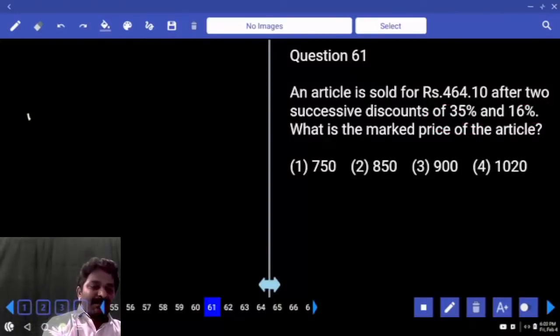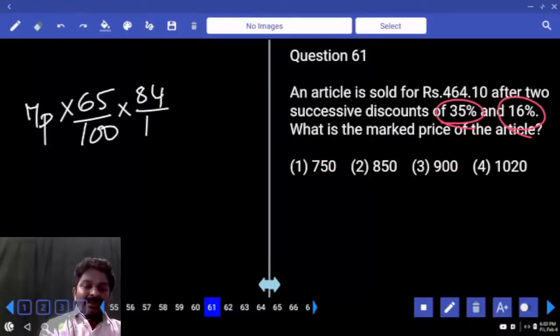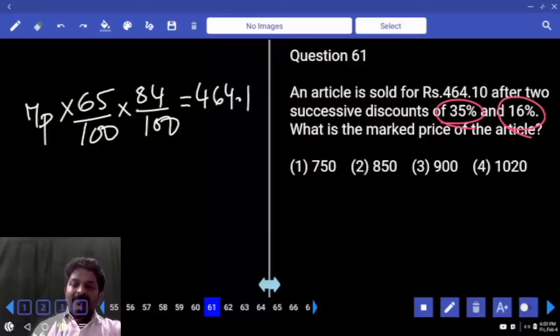Let the market price be something, and on this first we are giving 35% discount. That means we are selling it at 65% only. And then we are giving 16% discount. That means value becomes 84%. And this value is equal to 464.1, correct? And we were asked to calculate market price of the item. What is your question? Market price. Are you getting?